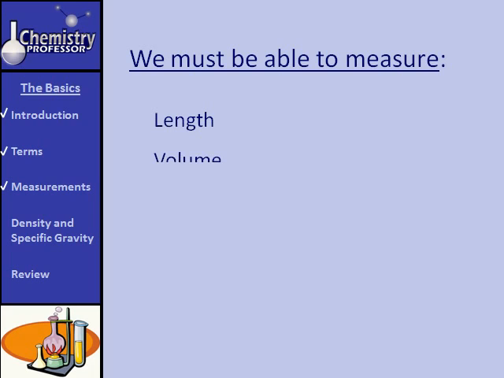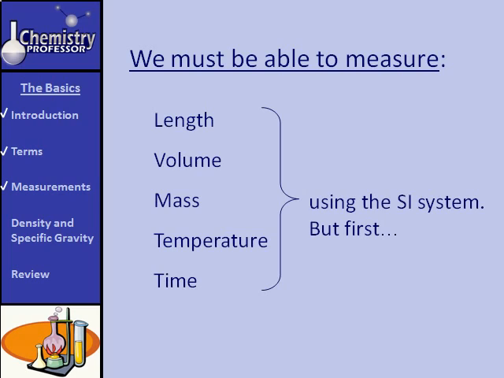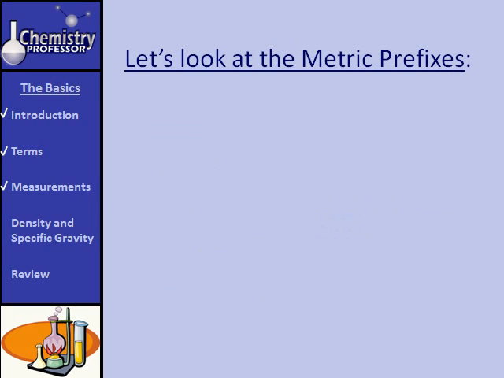We must be able to measure length, volume, mass, temperature, and time. And we must do this using the International System. But first, let's look at the metric prefixes. These are the ones you need to know.